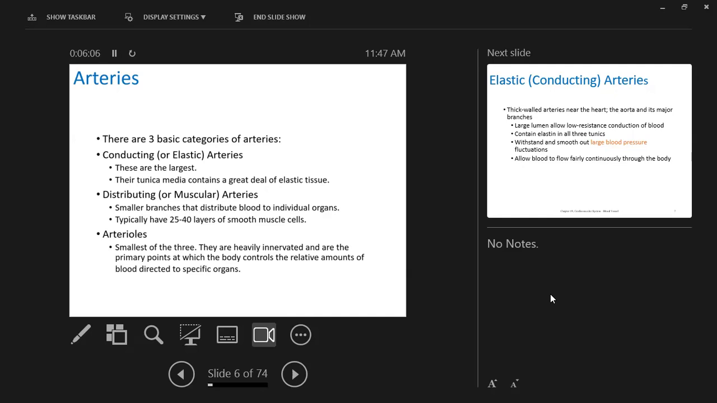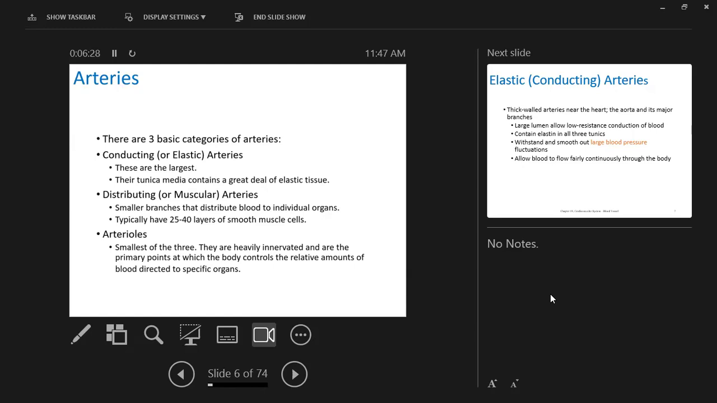Further downstream are the distributing arteries that lead to the various organs, like the renal artery, or the splenic artery going to the spleen, or the hepatic artery going to the liver. These are all distributing blood to the various organs through these arteries.